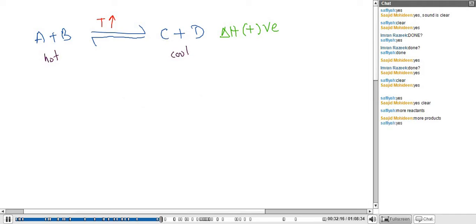And likewise, if I decrease temperature, the system will not like it. It will tend to increase the temperature. So then it favors what, Sophia? A decreased temperature for an endothermic reaction. It favors the forward or the backward? If I decrease temperature, the system will not like it. It will tend to increase the temperature. That means it has to favor the forward or backward?